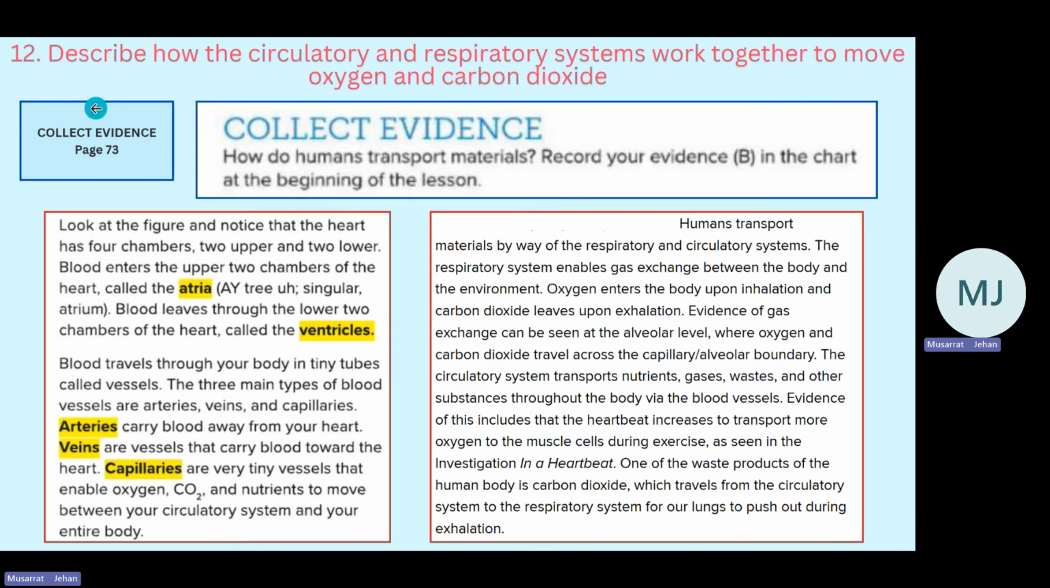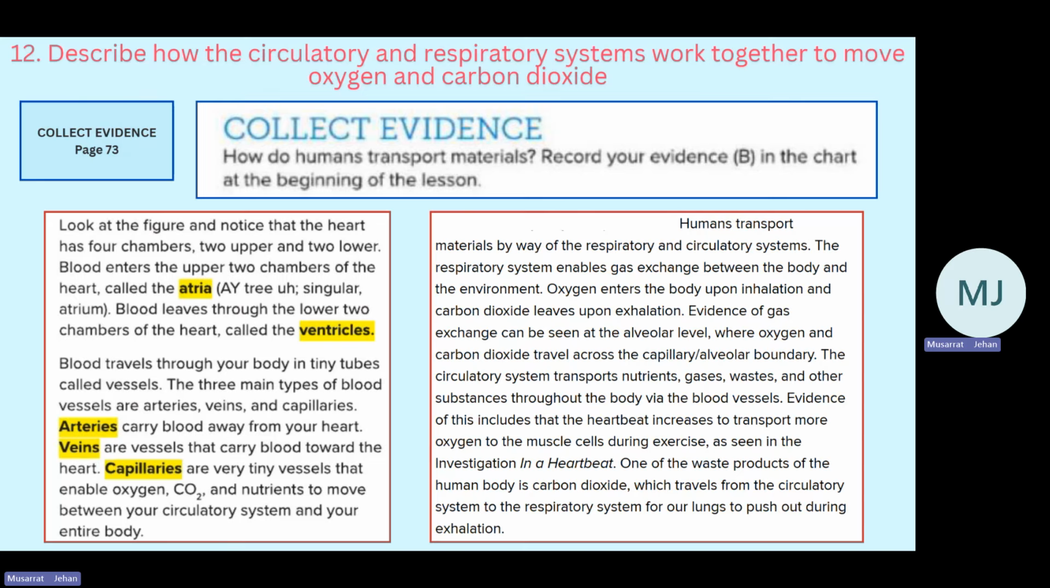Then we come to the next question. Now we come to the third lesson, next lesson about circulatory moving materials. Collect evidence, page number 73. It says, how do humans transport materials? Record your evidence. Now, this is a very broad question. How do humans transport material? Here you'll have to know, you have to remember a lot about how the materials are being transported in our body.